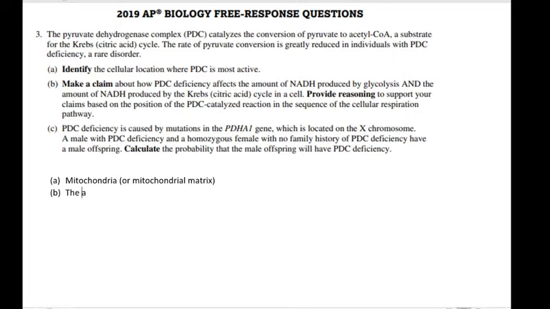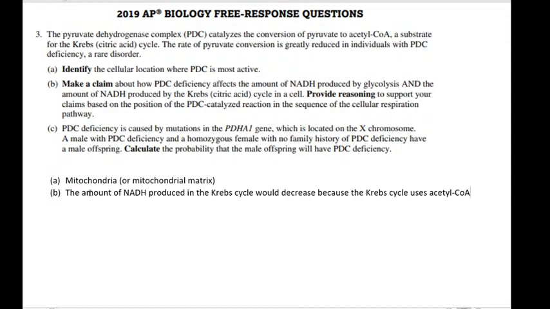So the amount of NADH produced in the Krebs cycle would decrease because the Krebs cycle uses acetyl coenzyme A, which is produced in greatly reduced quantities in cases of PDC deficiency. Let's try that again there.